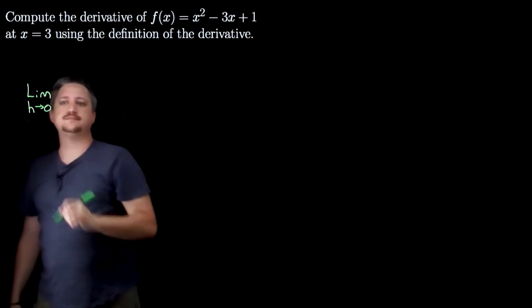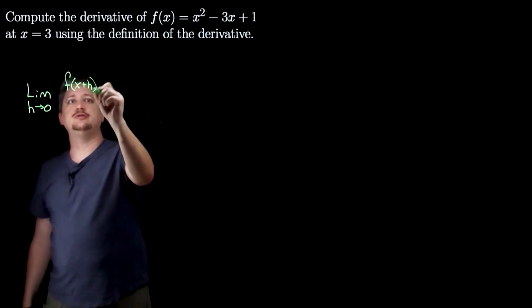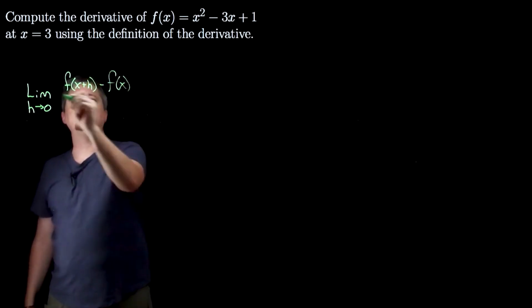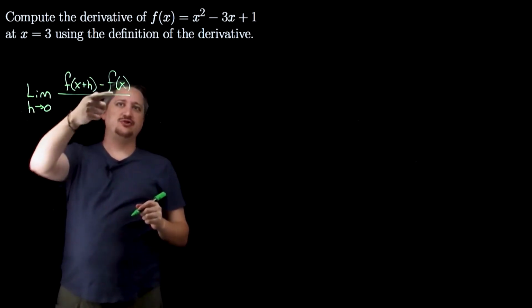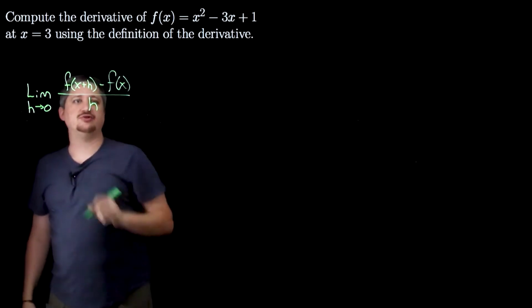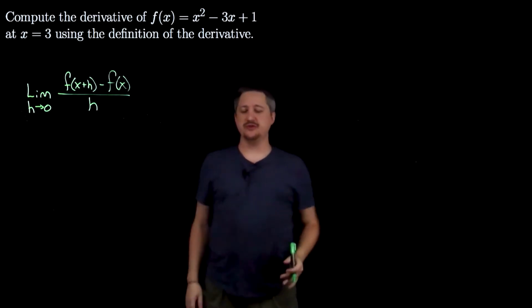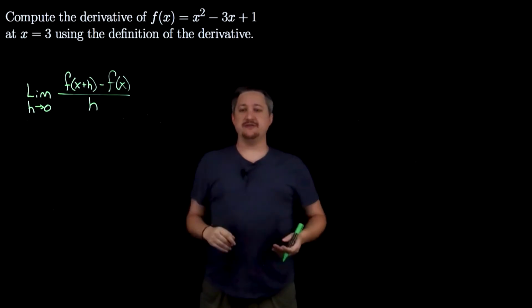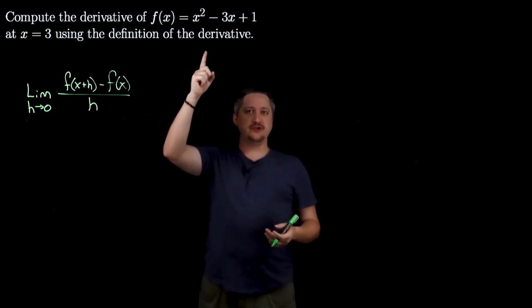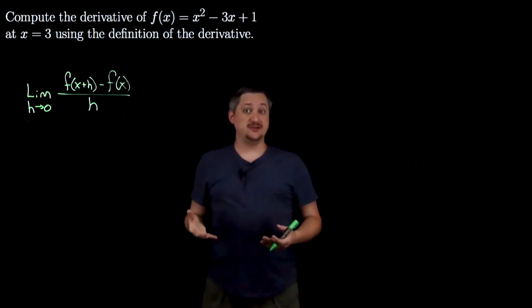The limit as h goes to 0 of f of x plus h minus f of x over h. So this is the rise over run. Normally it would be x plus h minus x, but that simplifies down to just h. So this is our typical general definition of the derivative, where the x is the point that we're given. We have for our function up here, f of x equals x squared minus 3x plus 1. And then we're looking specifically at when x equals 3.